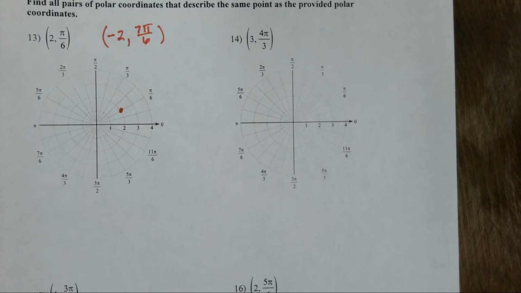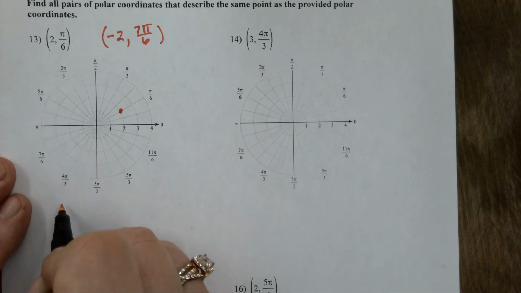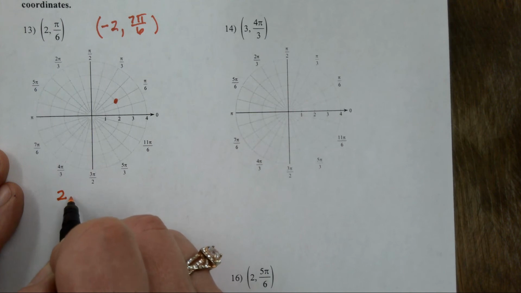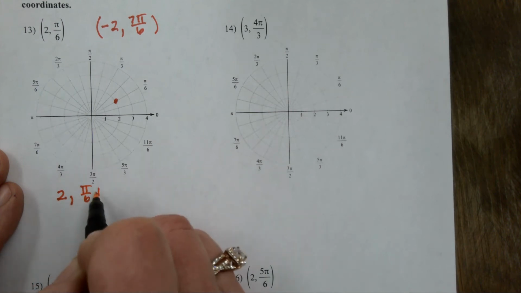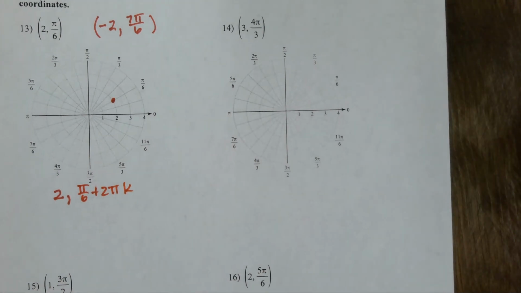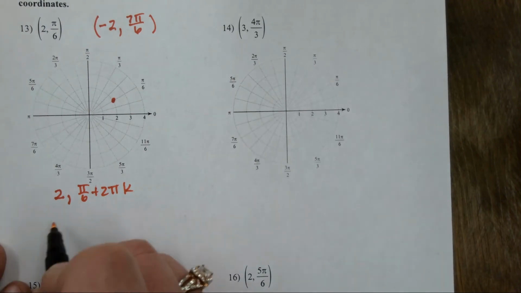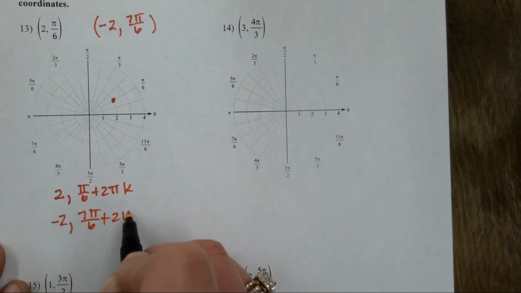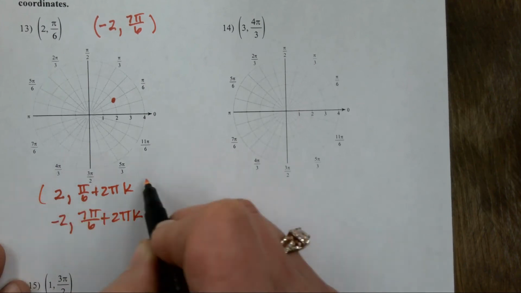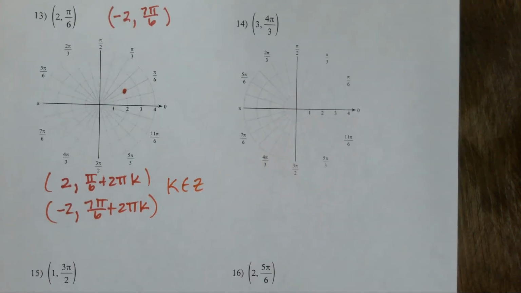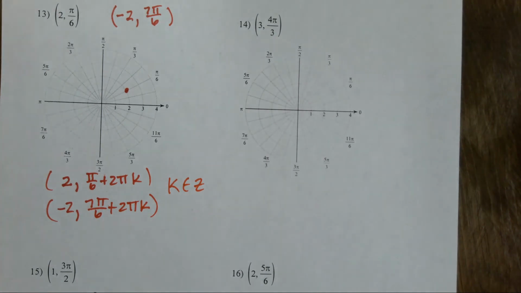Now I want to get all solutions. So the first solution would be 2 comma pi over 6 plus 2 pi k. Remember that? And the second one would be negative 2 comma 7 pi over 6 plus 2 pi k. What is k? K is an integer. Now I've just covered every possible angle with a positive radius, every possible angle with a negative radius.